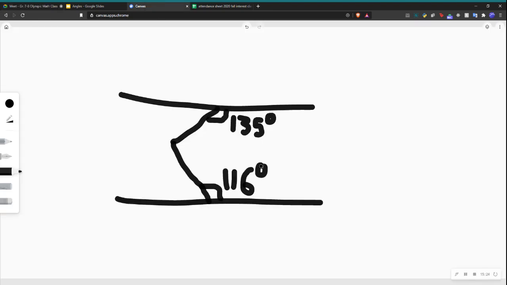Okay, so this is the diagram that they had. So remember, it's two parallel lines, and then you have two lines in here. Here you have 135 degrees. This angle is 116 degrees, and you're trying to figure out this angle, called x. So does anyone know what we should do? I hinted that we should draw a helping line. So what line should we draw? Where should we draw another line? Someone tell me.